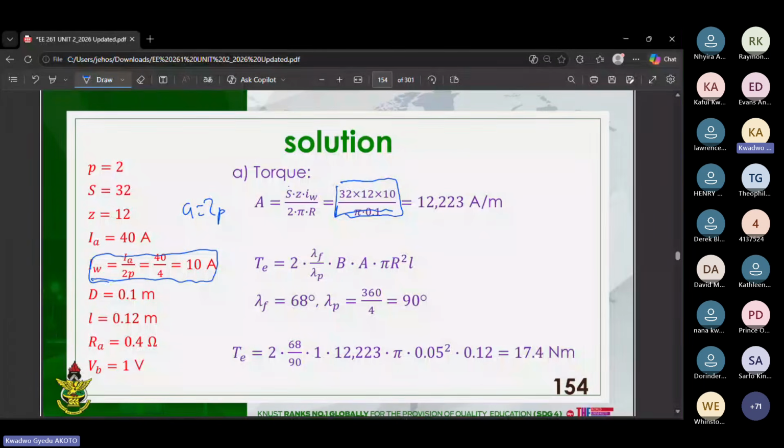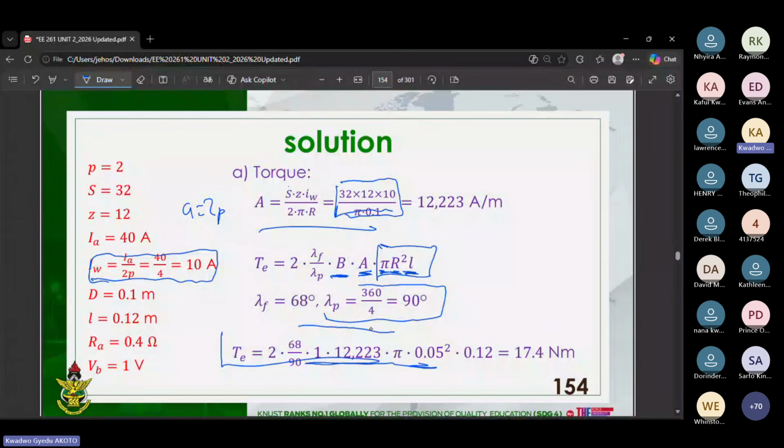From there, once again, you just substitute your values in. B is the flux density, it was given. A is the current loading, we just calculated it. Pi is pi, R is the radius, it was also given. And L is the length, it was also given. Because we know that torque is B times A times volume. Area times length will give us volume. So you just bring your parameters in, substitute everything in, and punch it into your calculator. Very simple, right?